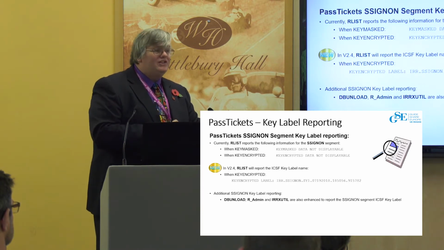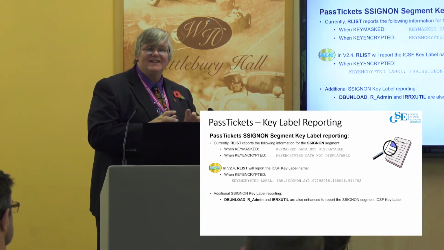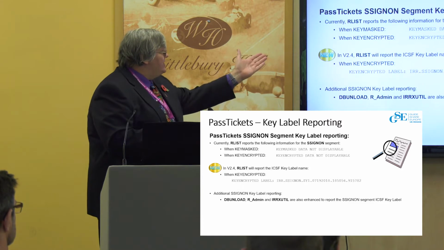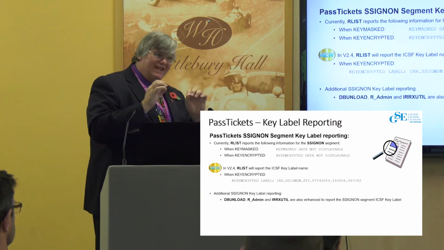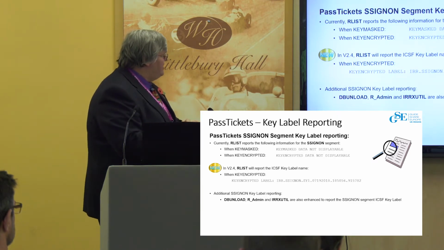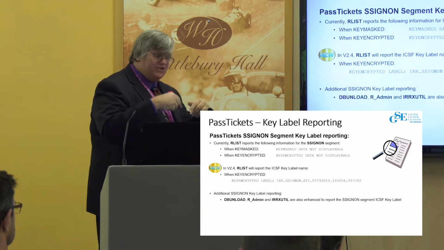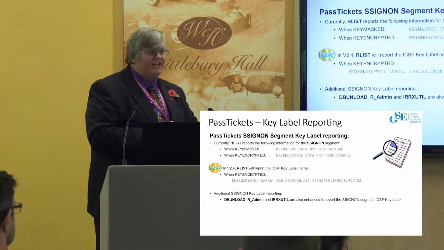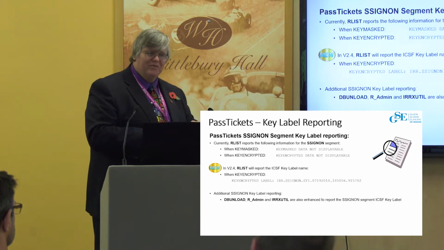When you RLIST those things, we don't give you much information. If you say RLIST, my Apple, and you ask for the stuff that's in the SSIGNON segment, in the old days we would say KEYMASKED data not displayable. That says it's a key masked key. If it was a key encrypted one stored in ICSF, we would say KEYENCRYPTED data not displayable. Well, now in version 2.4, if it's stored in ICSF, we'll actually give you the key name. That's part one of the ICSF enhancements. We'll talk about the second one in a few moments.